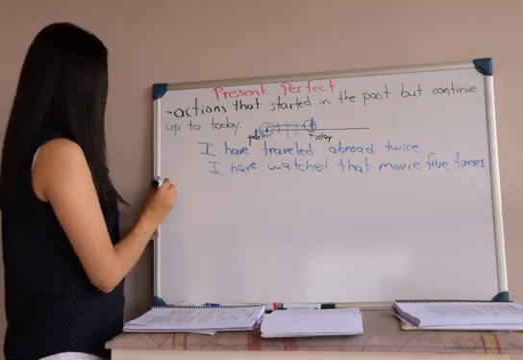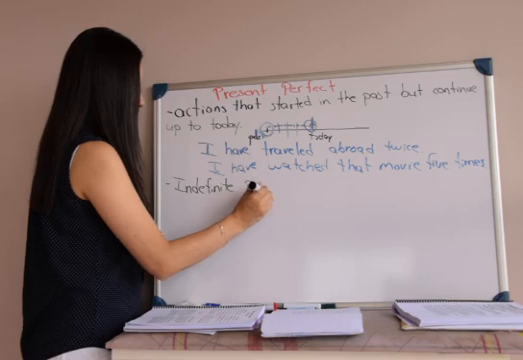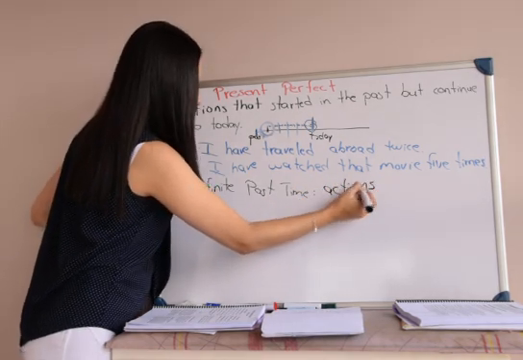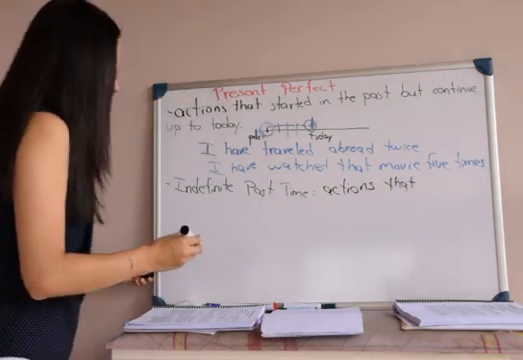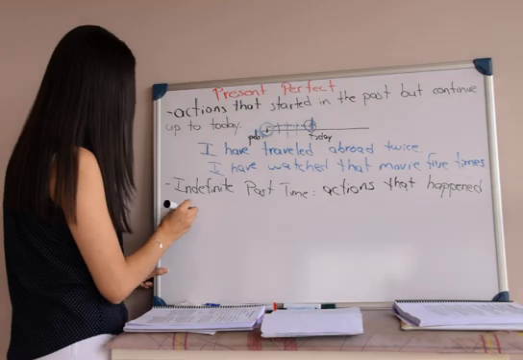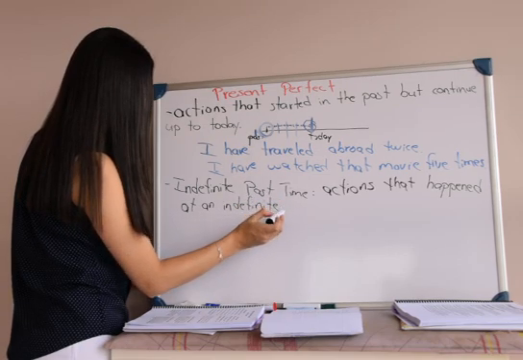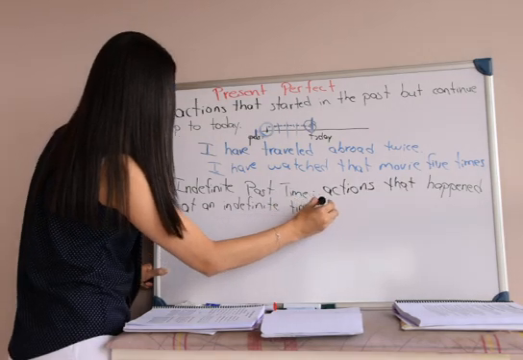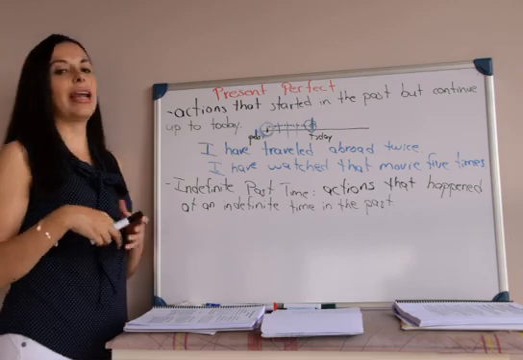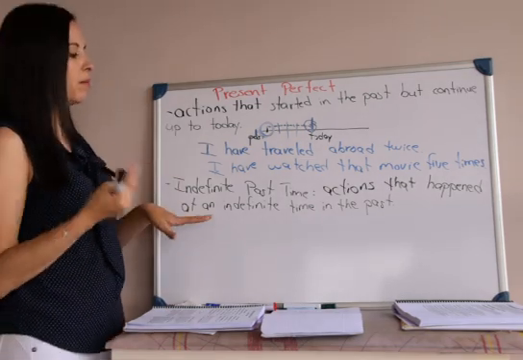The second use is for indefinite past time. That means actions that happened in the past. Okay, so we have an action in the past, but we don't know the specific time in the past, or we don't want to emphasize the specific time in the past in which the action happened.